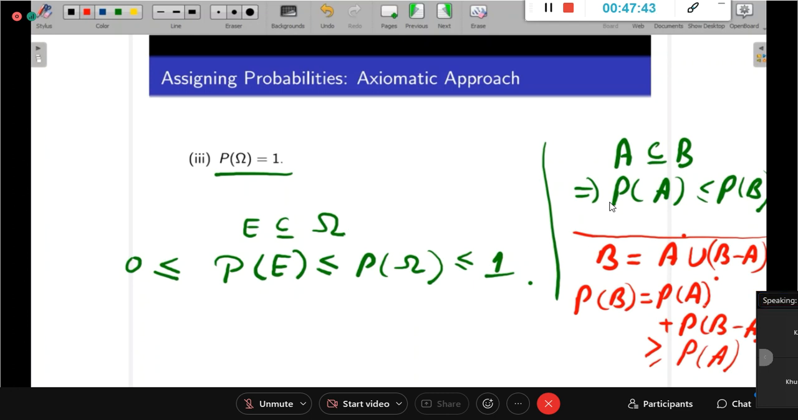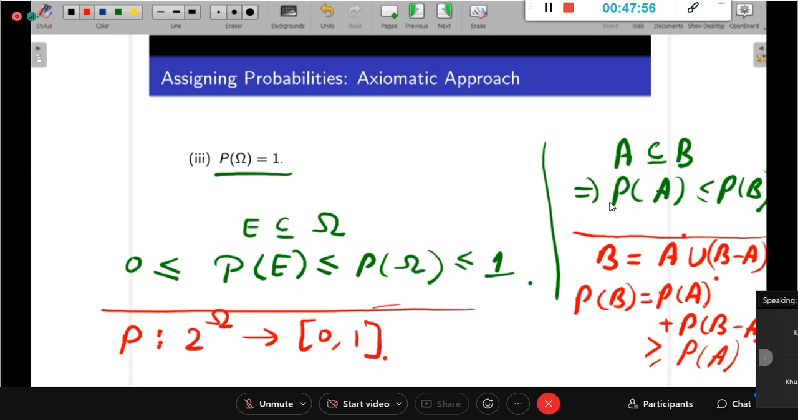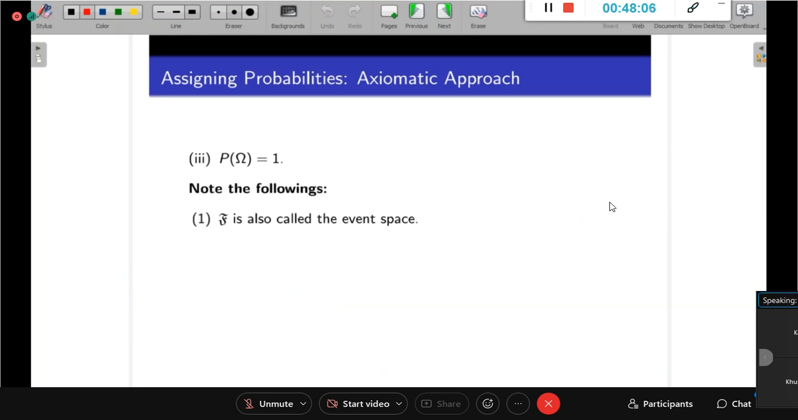Okay, so what it tells you together is that probability is a function from 2 to the power omega to the interval [0, 1]. The range lies in [0, 1]. Okay, right.